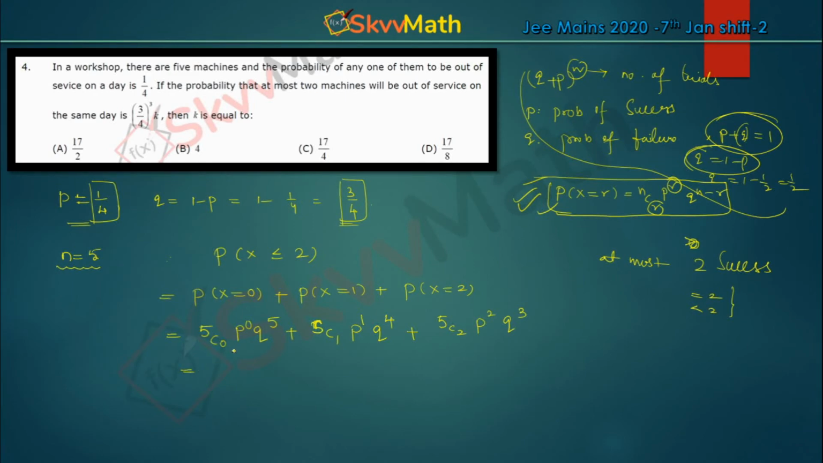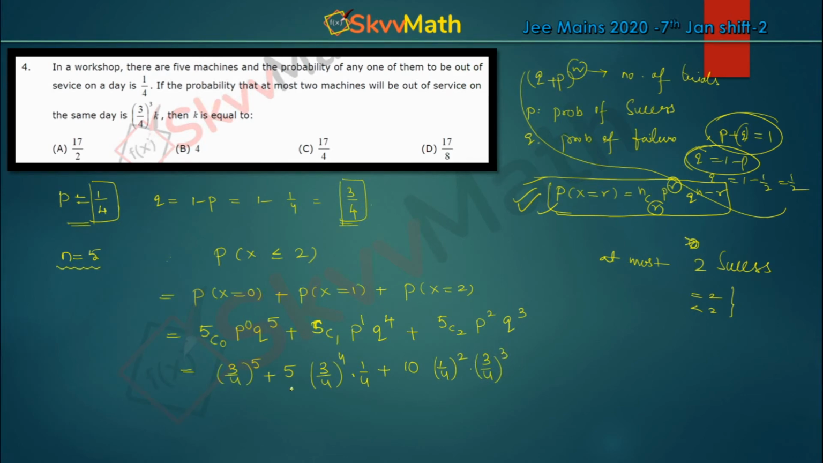Now 5C0 has value 1, p power 0 has value 1, so we get q power 5, and q is 3 by 4. So 3 by 4 whole power 5, plus 5C1 which is 5, times p which is 1 by 4, times q power 4 which is 3 by 4 whole to the power of 4. Sorry, I forgot to write p. Plus 5C2, which is 10, times p square which is 1 by 4 whole square, times q cube which is 3 by 4 whole cube.